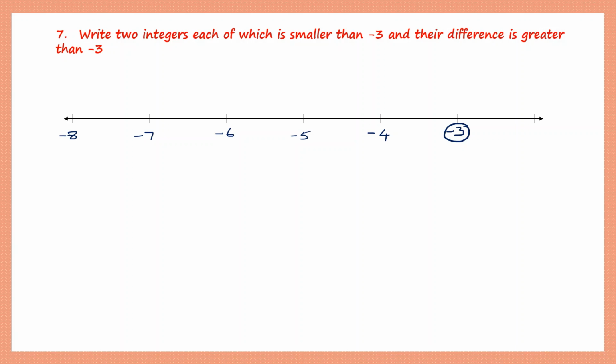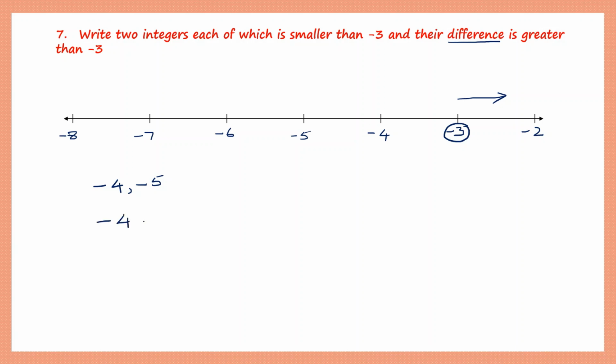So let's take minus 4 and minus 5 and let's try with that. Here they're saying their difference should be greater than minus 3. Now any integer to the right of minus 3 is greater than that. So minus 2, minus 1, all that will be greater than minus 3. So let's subtract these two.